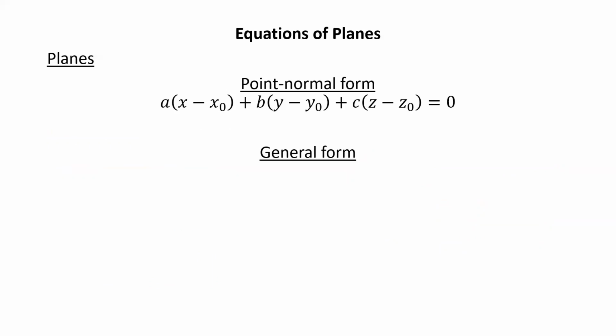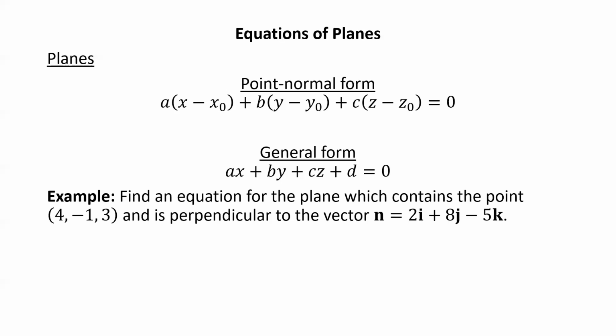Sometimes we'll also want to look at the general form for the equation of a plane. That's ax plus by plus cz plus d equals 0. We could get from point normal form to general form simply by distributing the a, b, and c, and then combining all the constants into one constant d. Notice that in general form, we could still see that the vector ABC is normal to the plane, but we lose information about a specific point in the plane.